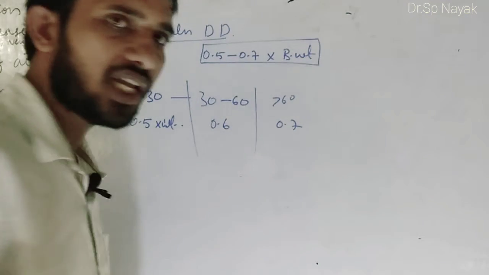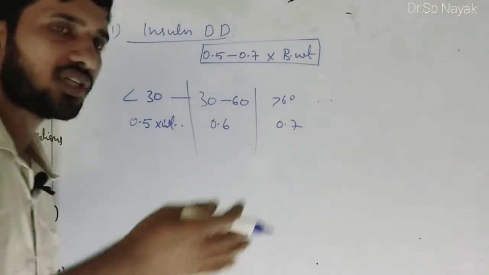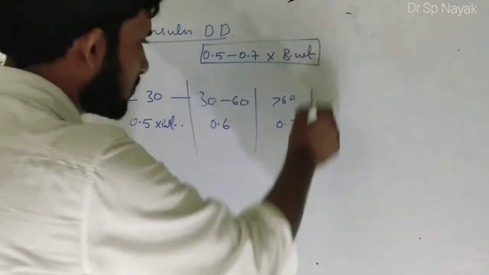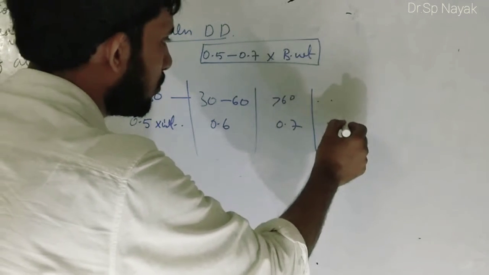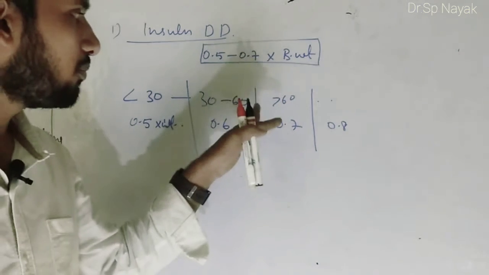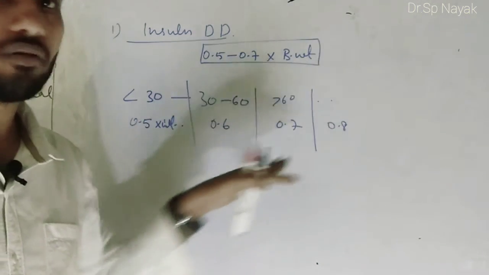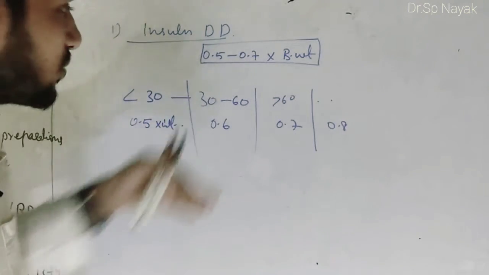And if the body weight increases to 110, 120, 130, in those patients we sometimes have to use up to 0.8 also. So by increasing the body weight, we have to increase the point range to calculate the insulin daily dose.